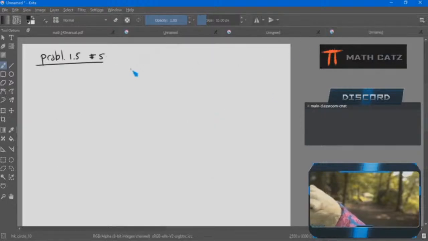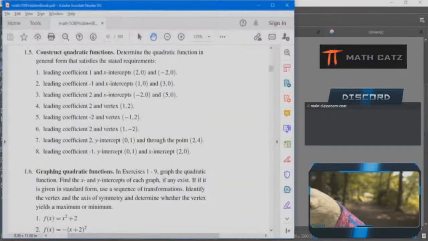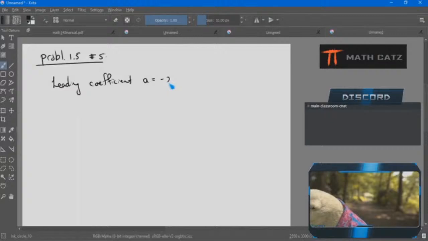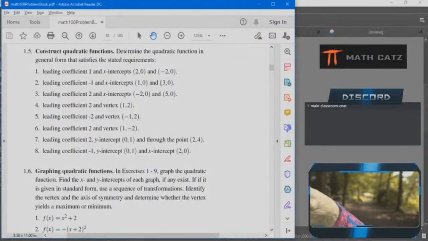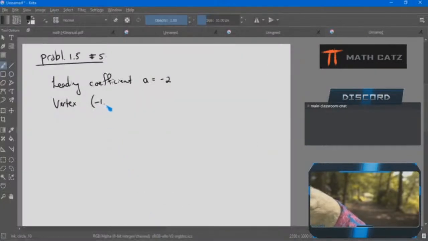Let me just go to my new page here. Okay, so I have leading coefficient, which is A, which is, I just read it, -2. And we have our vertex, which is -1, 2.